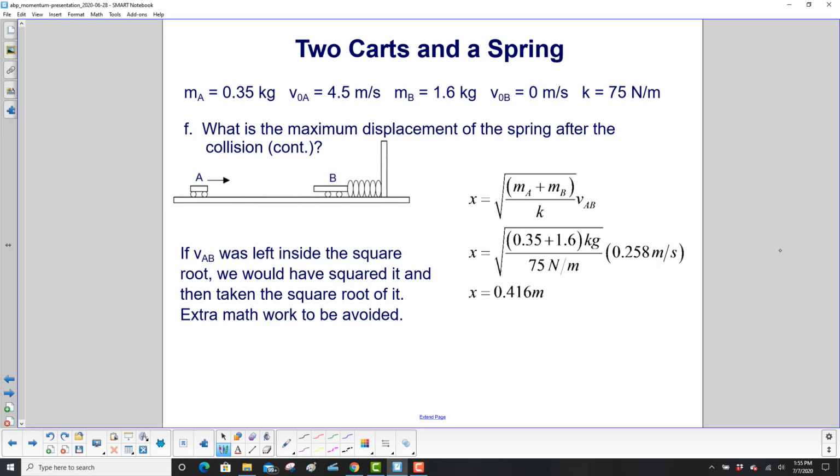It's finally time to plug in the numbers. So we have our equation here, and remember we took vAB out. Why? Well, if we left it inside the square root, we would have squared it and then taken the square root of it. Why bother? Extra math work is always to be avoided. Put our numbers in, and we get the maximum displacement of the spring, or the amount it's compressed, is 0.416 meters.